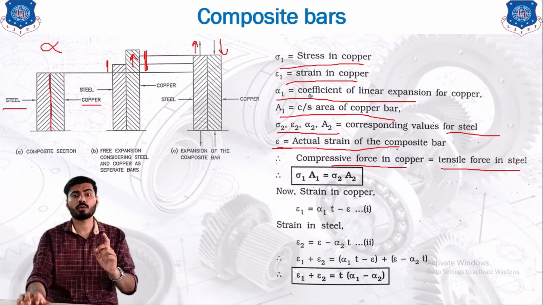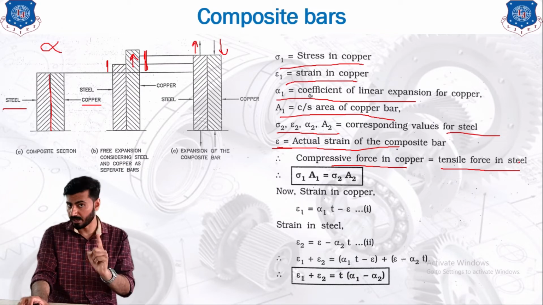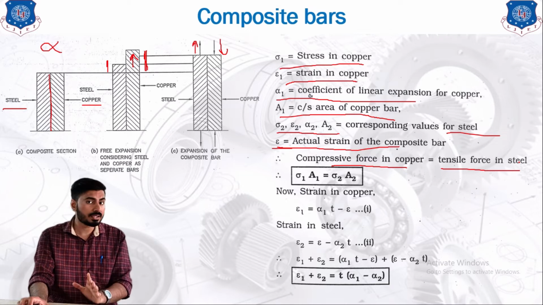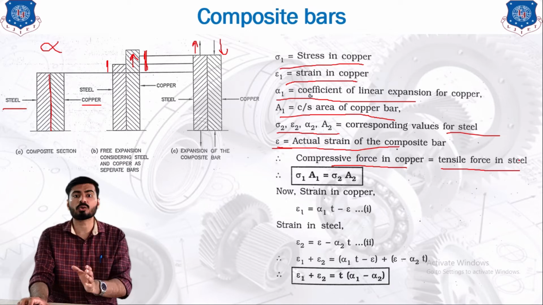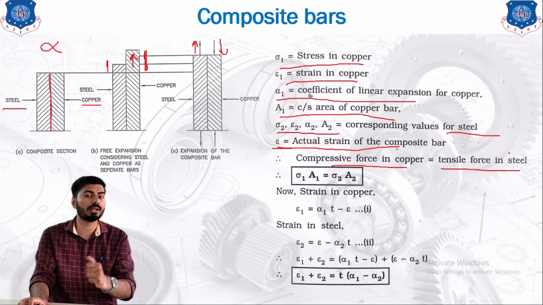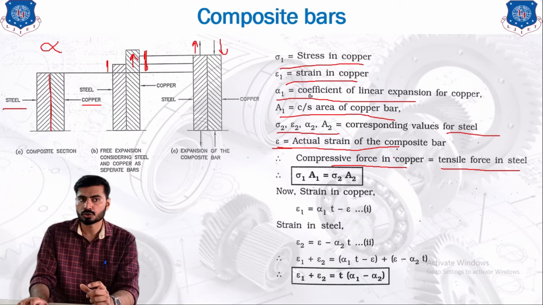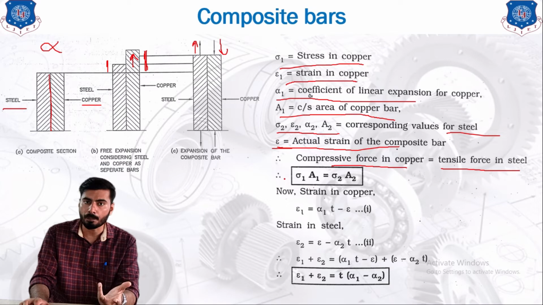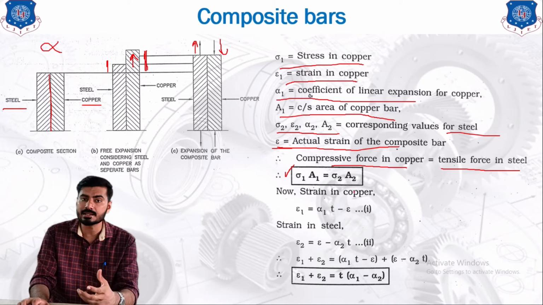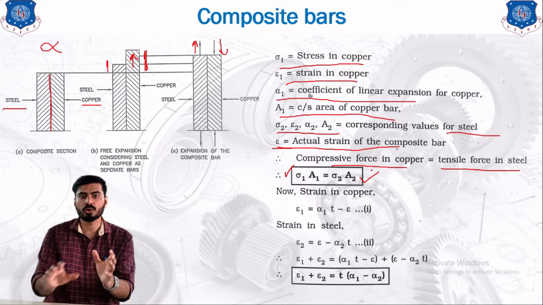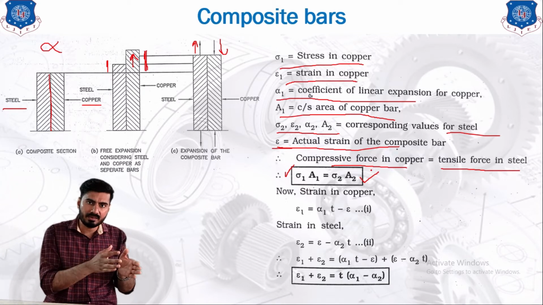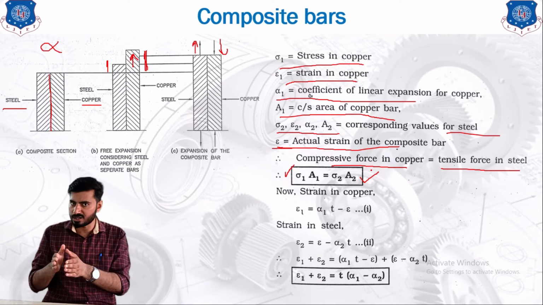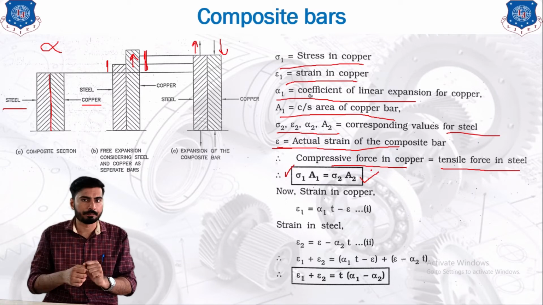So this is how we are going to find out our step number 1. Step number 1 is nothing but the same amount of the forces but of equal nature in both the materials. For the first material, that is copper, the force can be written as sigma 1 into A1, and for the second material, that is steel, the force can be written as sigma 2 A2. So it is clear that sigma 1 A1 equals sigma 2 A2. This is our equation number 1.